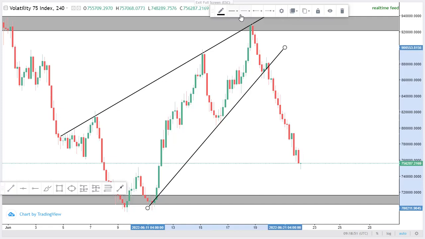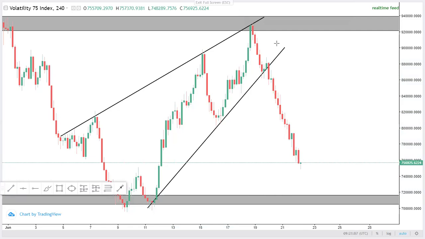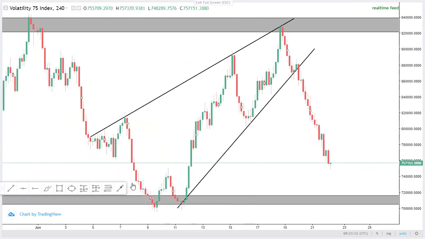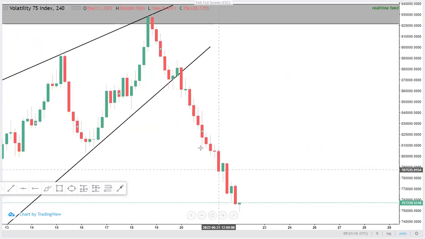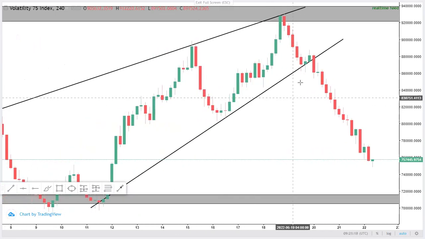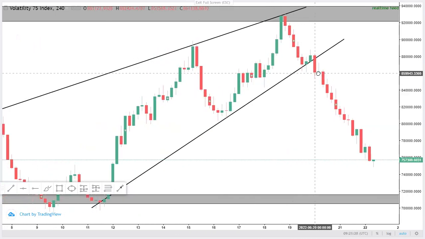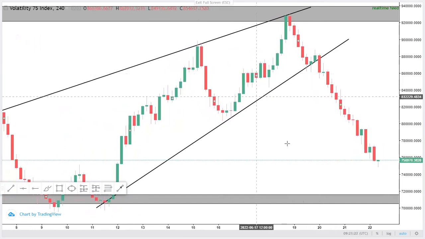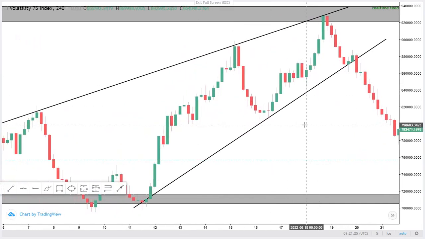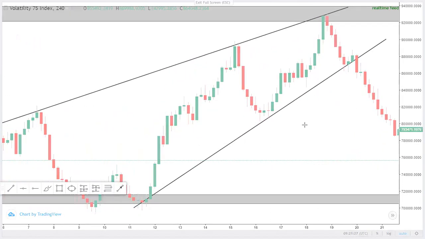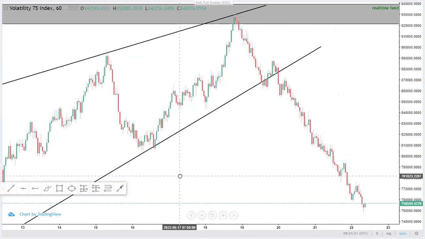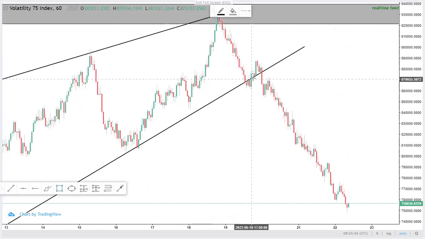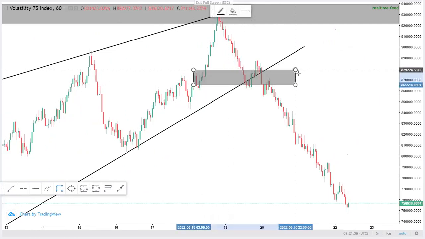So as you can see, guys, here what we have is a retest. We have a breakout, which you see when you go down to a smaller time frame, like the 60 minutes. You can see now that there was a breakout, guys.